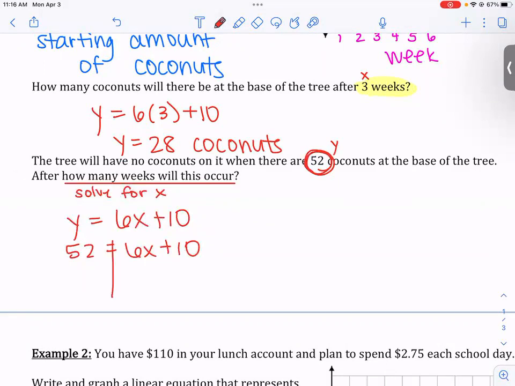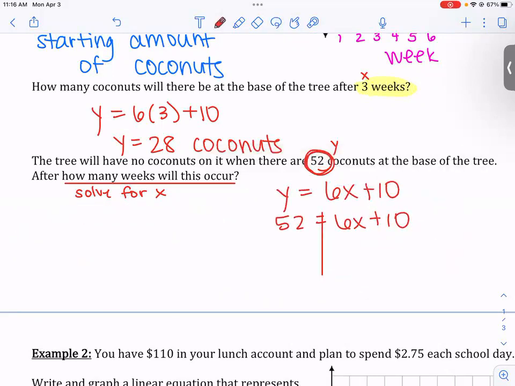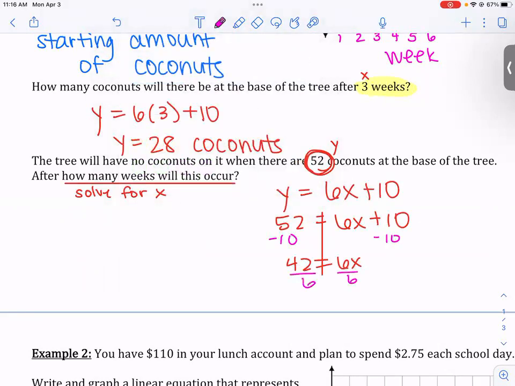Okay, all right, so how do we, no, I'm going to move this all over. Okay, so what do we need to do to solve this? Well, I want to get x by itself, so what should I move? Okay, so we have 42 equals 6x. Now what? Divide by 6. So it's going to take us 7 weeks for all of our coconuts to fall. That's a long time.